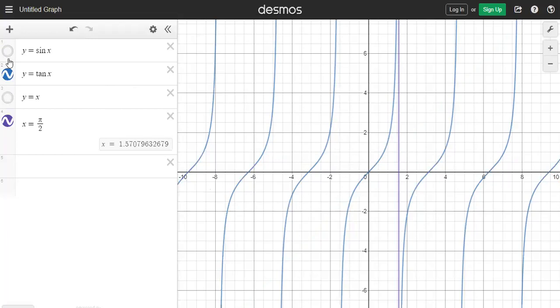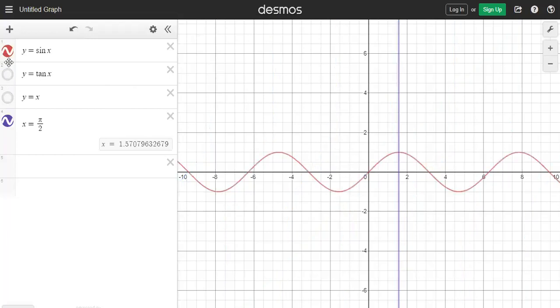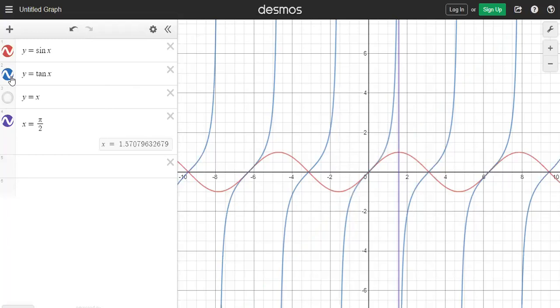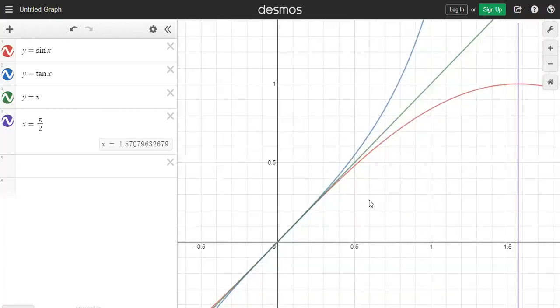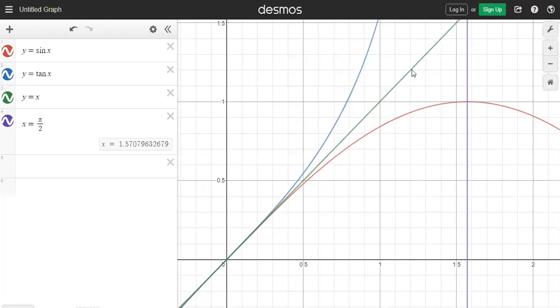Drawing them separately, of course, they look like that. But drawing them together, you can see it looks like that. And we'll put in the line y equals x, and you'll see why in a moment. And let's now zoom in. From 0 to pi over 2, you can see that sine x is always below this green line, which is y equals x. Tan x is always above. This is pi over 4 here. This is 1, 1. And this is pi over 2, 1. And so this is drawn sort of to scale here. Yeah. That makes sense.